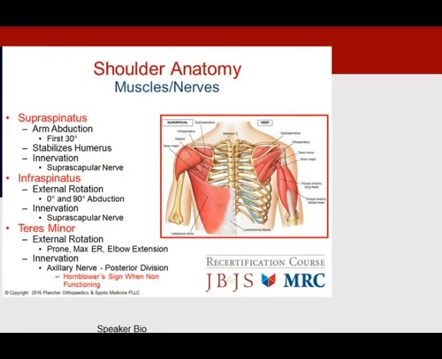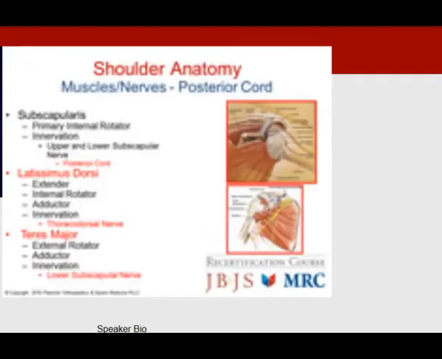The supraspinatus begins arm abduction in the first 30 degrees and is innervated by the suprascapular nerve, while the infraspinatus, I want you to think of, takes care of external rotation at 0 and 90 degrees, innervated also by the suprascapular nerve. And the teres minor is another external rotator and is innervated, as we talked about, with the posterior division of the axillary nerve, yielding a hornblower sign when not functioning.